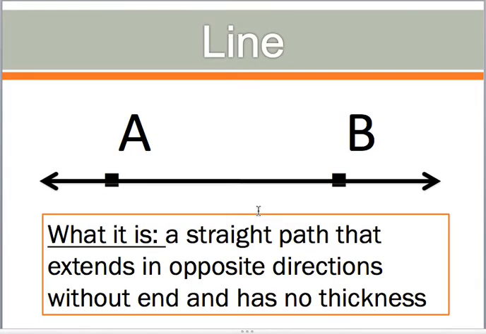Our next term is going to be a line. The definition for a line is that it's a straight path that extends in opposite directions without end and has no thickness. What you probably want to underline is "without end."